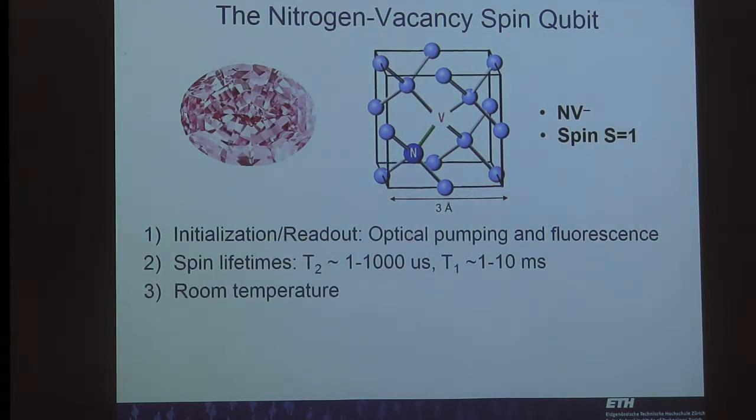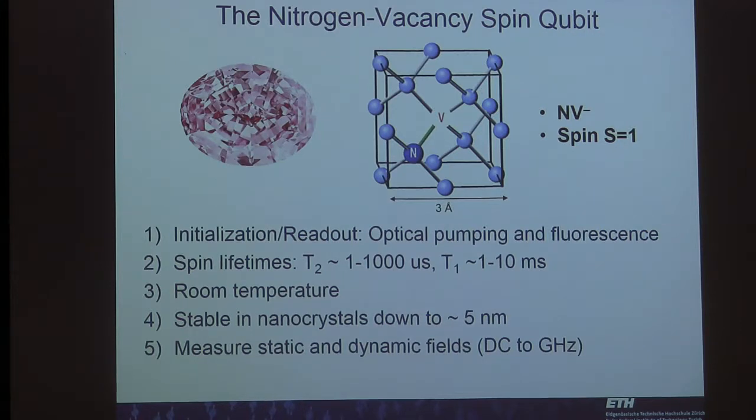Another exciting thing is that you can work with them at room temperature. So for many applications, this is actually very important. But if you build up a lab, it's also nice. You don't have to install any cryostat, which most people have to do. You don't have to work in vacuum. It's all optical stuff. So the hurdle to enter that field is very low. Diamond is extremely stable. So people have found NV centers in nanocrystals down to 5 nanometers. And there are protocols.